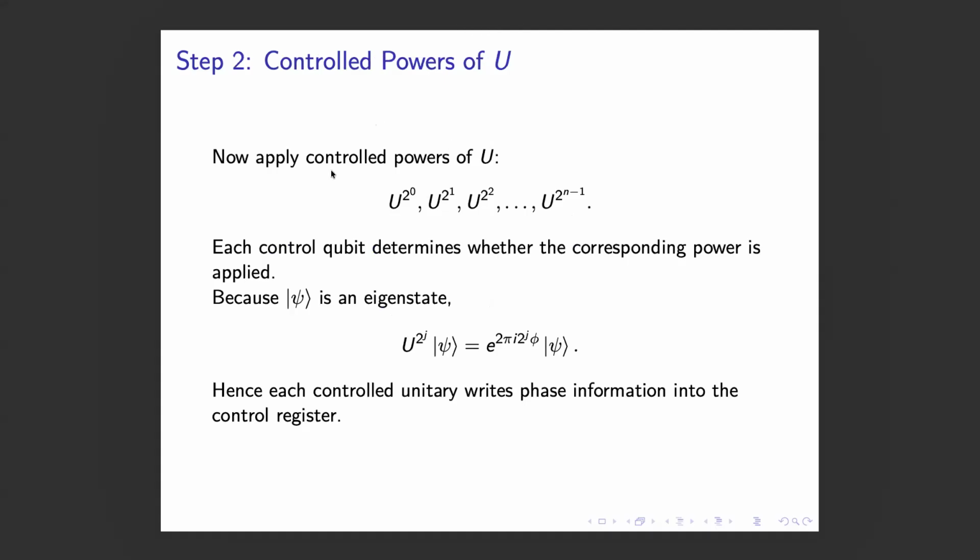Then the next step is to apply controlled powers of these unitary transformations, which are actually the rotation gates, given by the first qubit, the second qubit, and so on. Each control qubit determines whether the corresponding power is applied. Because this psi is an eigenstate, when I apply this, it should behave like this expression which we have here. So each controlled unitary writes phase information into the control register. Keep that in mind, the control register.